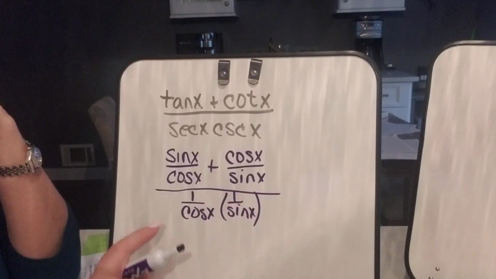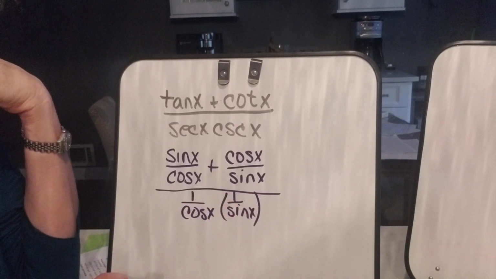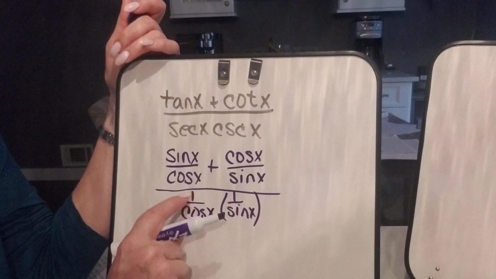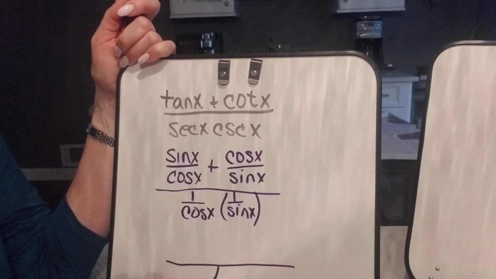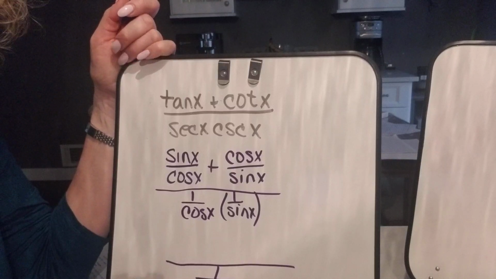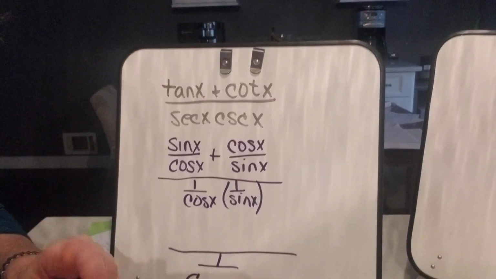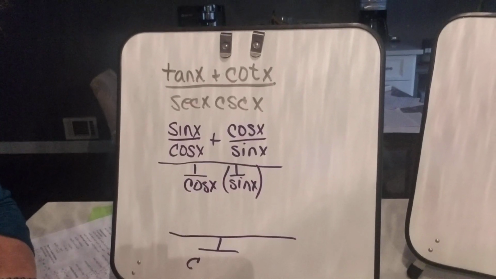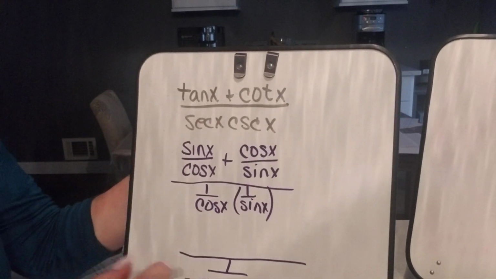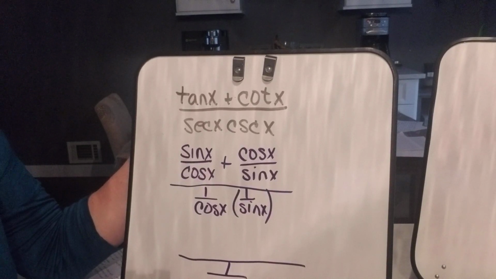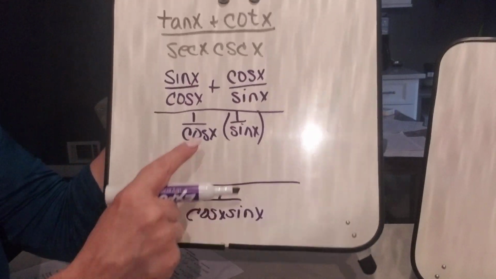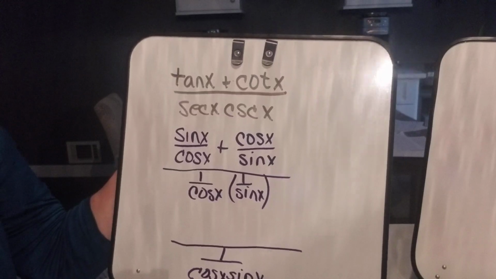So now the denominator is simple enough. The denominator is multiplication, and I can multiply. So in the denominator, it's just 1 over cosine x sine x. Okay, that's just the denominator. The numerator is going to be an issue.